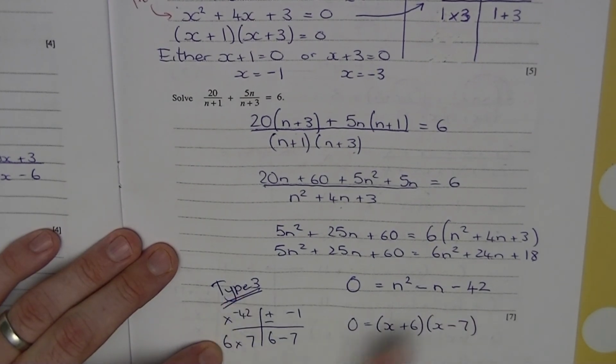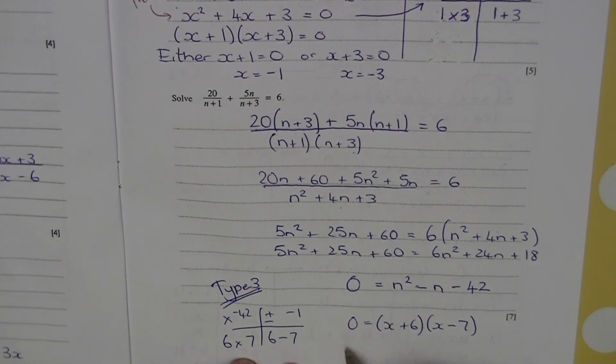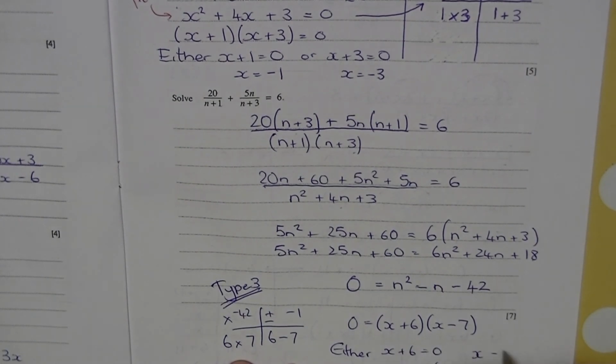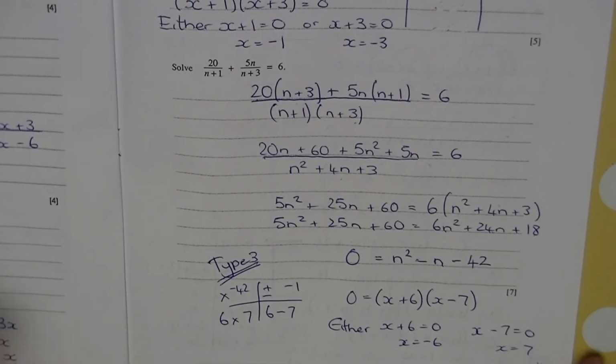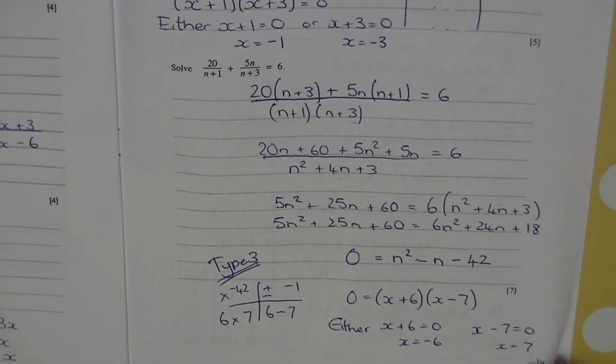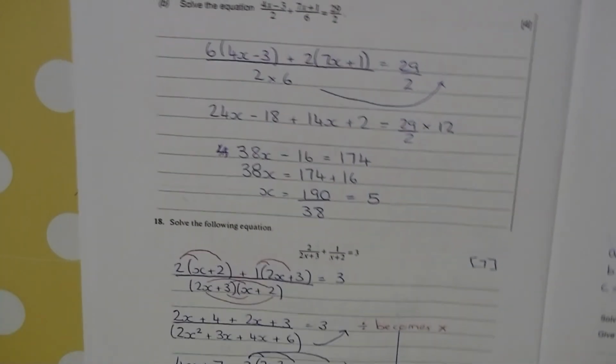Actually, I was expecting to have to do a type 4 because of this amount of marks, but hey, I don't have to. So my 2 answers, either x plus 6 is 0, so x equals minus 6, or x minus 7 is 0, so x equals 7. Hopefully you can see those. I'll scroll up a little bit. You follow through that method, and then you get the same here.